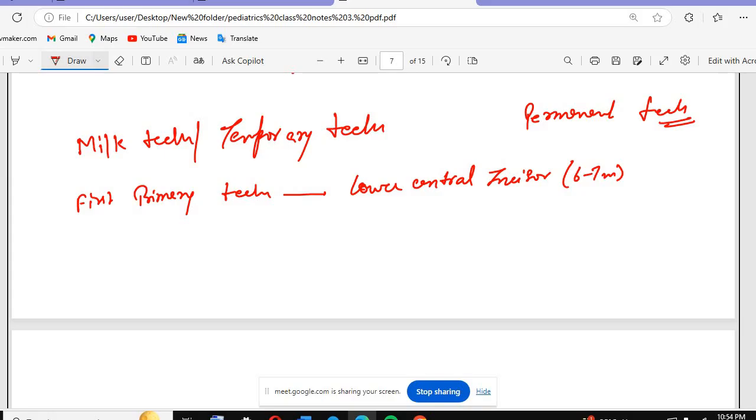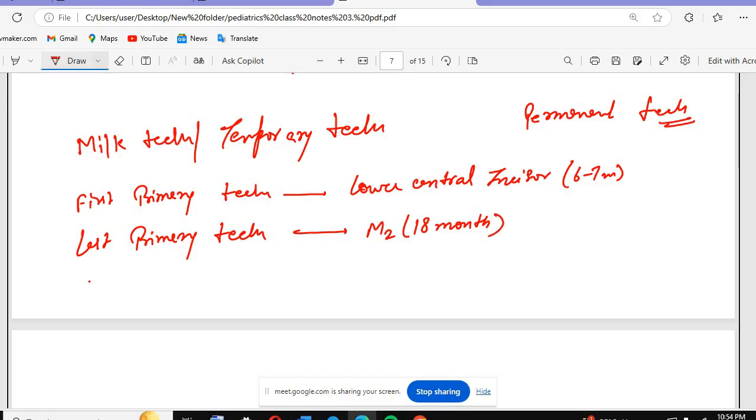Then we have the last primary tooth. The last primary tooth, basically of the temporary teeth, remember, is the M2, and it comes at 18 months.